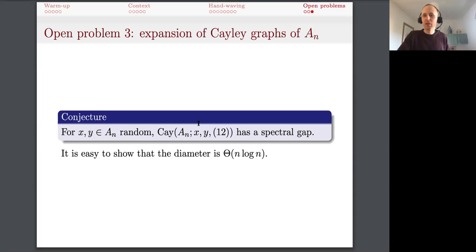The interesting thing in this case is that it's very easy to show that the diameter is optimal. The diameter is n log n. That's just because if you have one 3 cycle to begin with, then you have all other 3 cycles in log n steps, and then in n log n steps you cover the group. But it's not known, and it's not trivial that this should have a spectral gap. So this should be an expander graph. Okay, so I'll stop there. Thank you very much for listening.